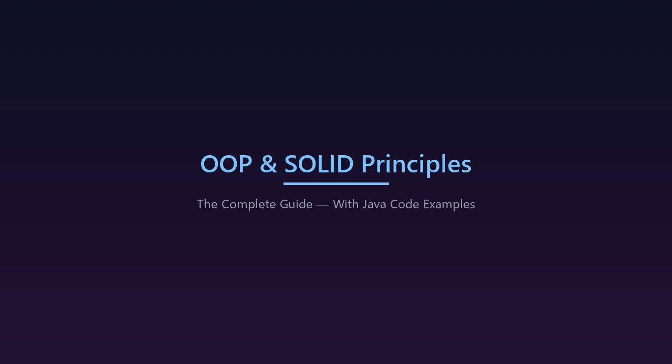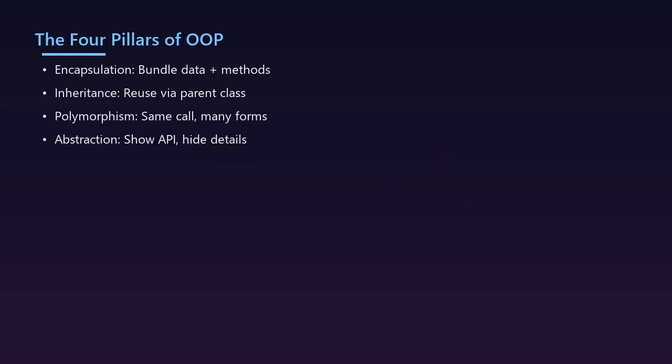Let's get into it. Quick recap of the 4 pillars. First, encapsulation. You wrap data and methods together inside a class. The outside world only sees what you expose. Second, inheritance. A child class inherits behavior from a parent, code reuse without duplication. Third, polymorphism. One method call, but the actual behavior depends on the object's type. And fourth, abstraction. You expose a clean interface and hide the messy details behind it.